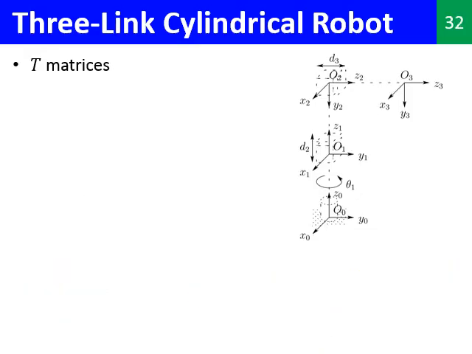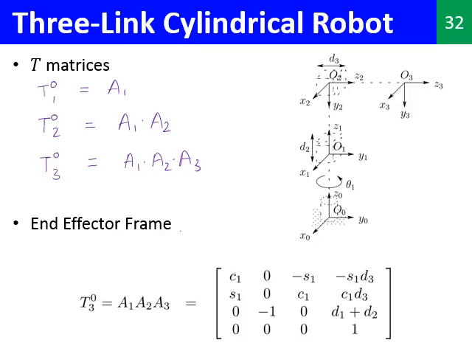Now we can write the T matrices. So for T01, that is equal to A1. So what is T02? That would be equal to the multiplication of A1 and A2. And finally, T03, which is the frame for the end effector, we can obtain by multiplying A1, A2 and A3. Okay. So the end effector frame would be T03 and you will get the following result. You can check that.